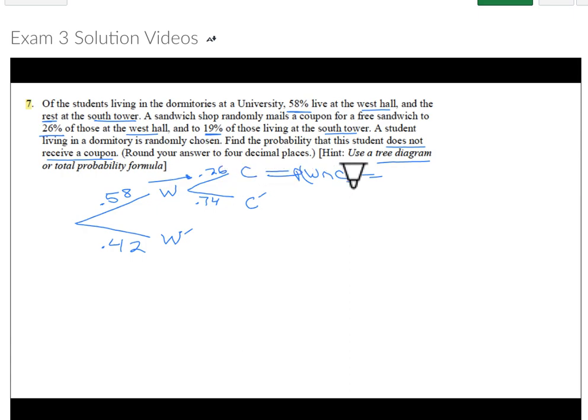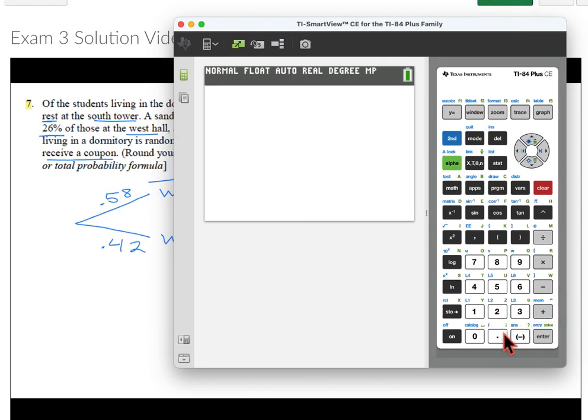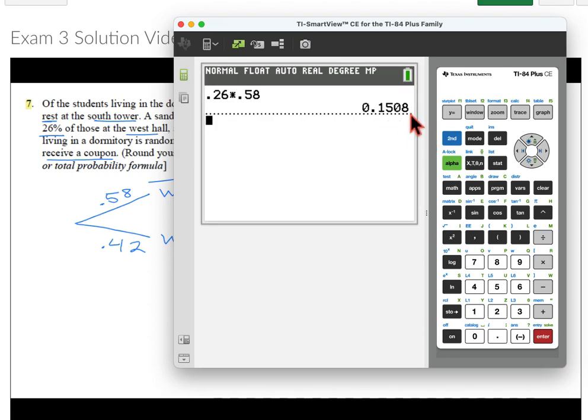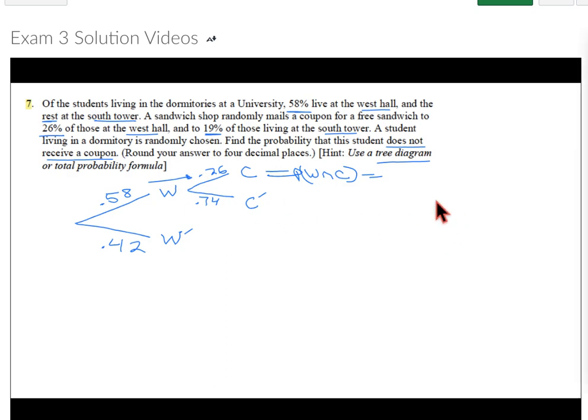So let's go ahead and do that. 0.26 times 0.58. So multiplication principle, 0.151 if we want to round that. Four decimal places, so let's go ahead and use four decimal places. 0.1508. And then the next one, since what we want, oh, actually, that's not what we want.